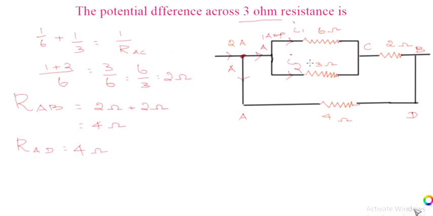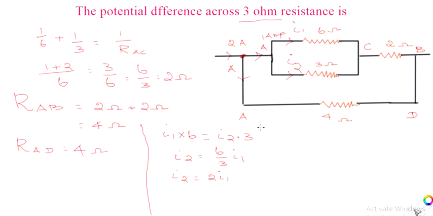Now, the potential difference is the same, as I told. Therefore, I1 into 6 is equal to I2 into 3. Okay, I1 into 6, that is current into resistance, gives the potential difference. That means what is I2? I2 equals 6 by 3 I1, or I2 equals 2 I1.